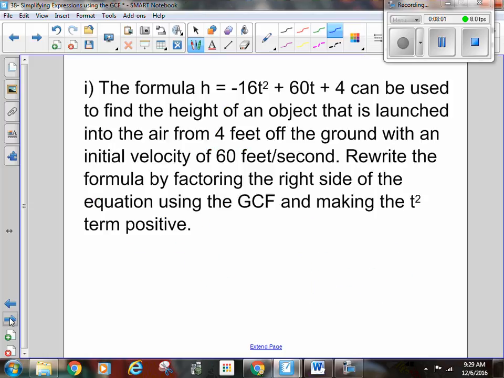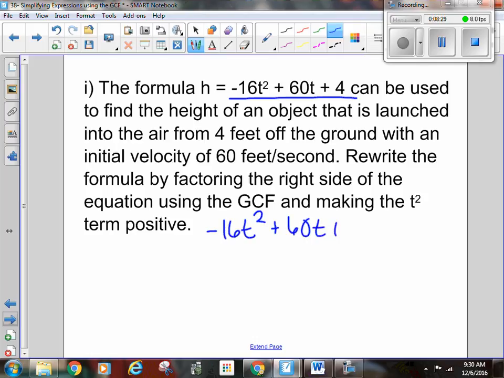All right, last one's a word problem. The formula h equals negative 16t squared plus 60t plus 4 can be used to find the height of an object that's launched in the air from 4 feet off the ground with an initial velocity of 60 feet per second. Rewrite the formula by factoring the right side, so that's this part, using the GCF and making the t squared term positive. Okay, so I'm just going to rewrite it down here.